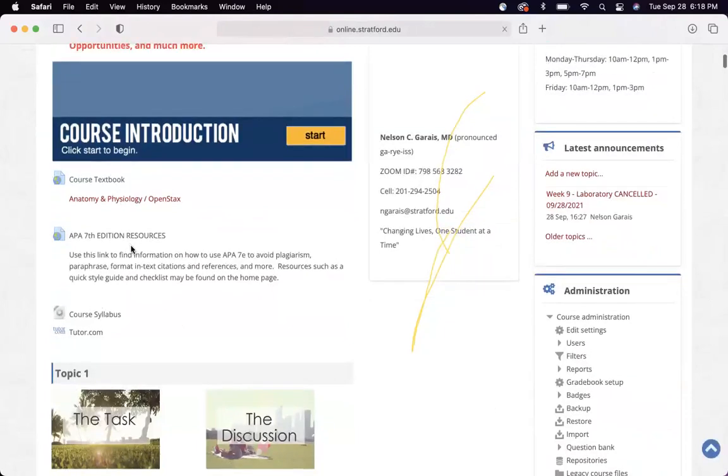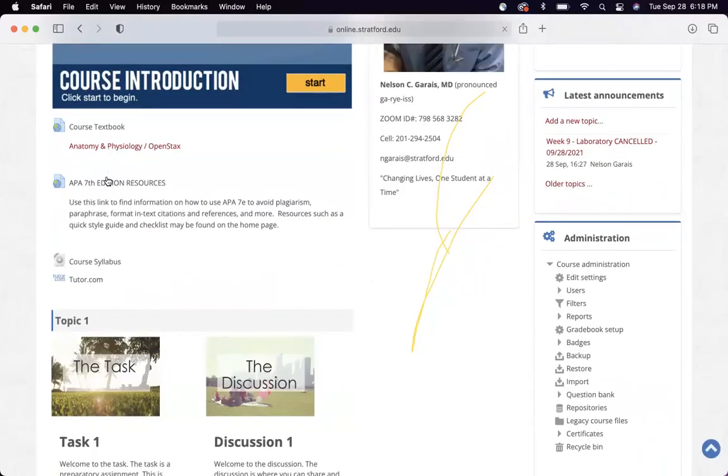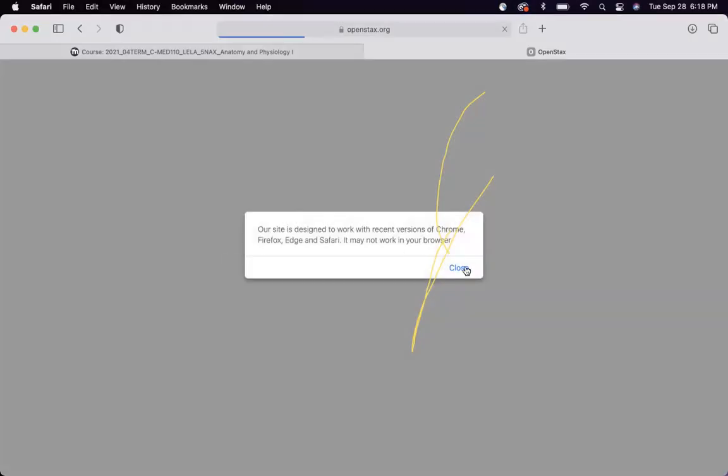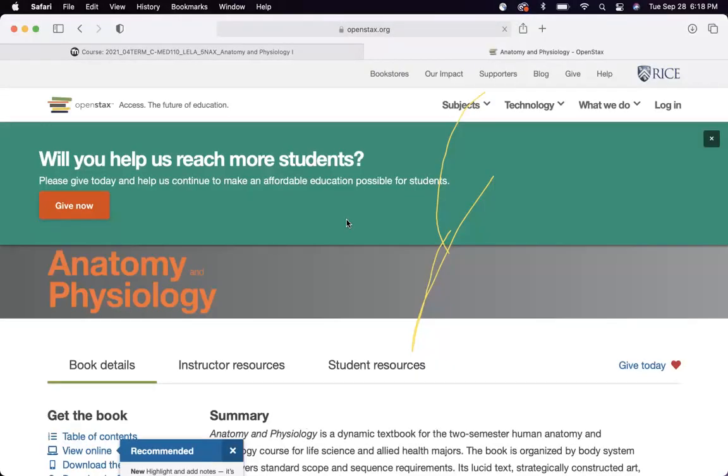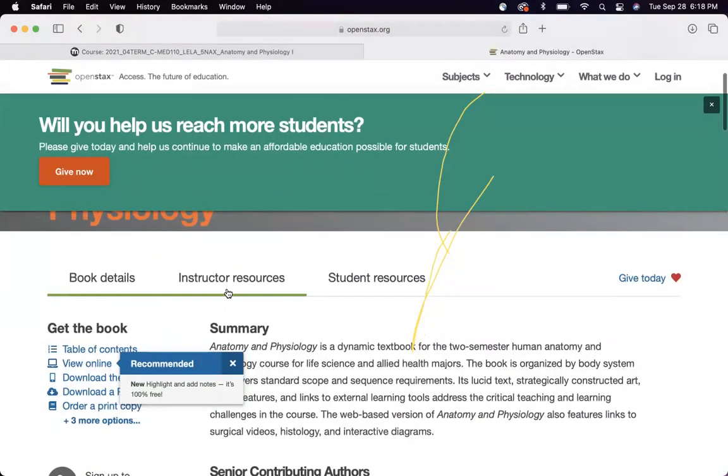So we go into chapter, there's our textbook over here. Is it chapter 25? Let's see.